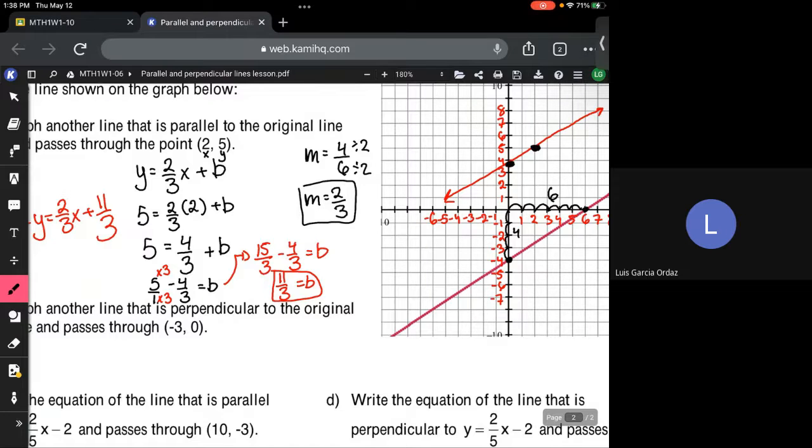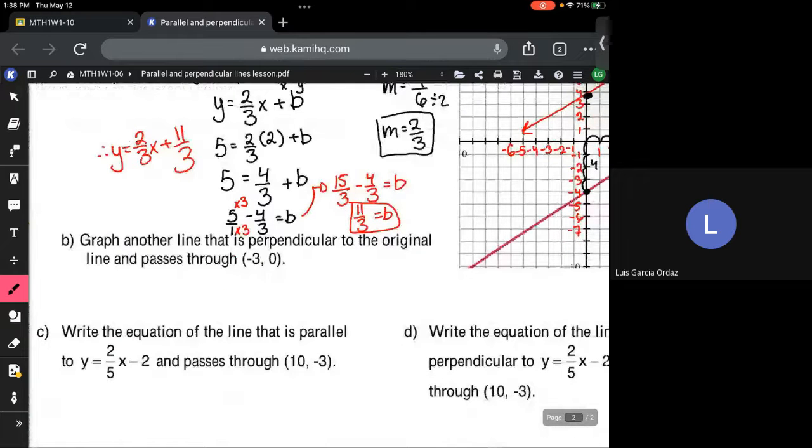Right. So the next one we have is you want to graph a perpendicular line to the original line that passes through -3 and 0. So what would my perpendicular slope be? So M perpendicular, what would it be? So in A, our slope was 2/3. What is the perpendicular slope? -3/2.